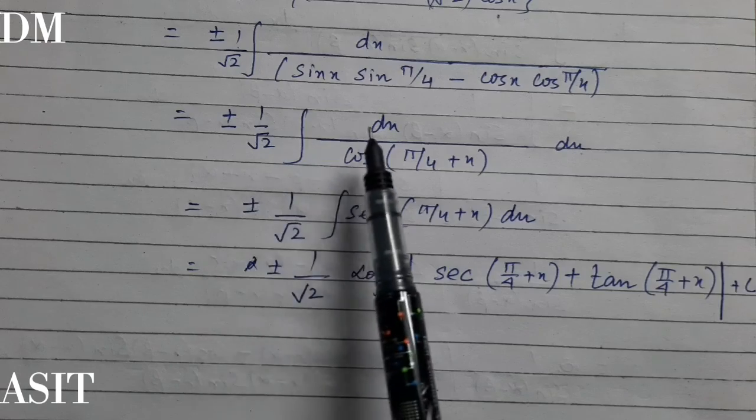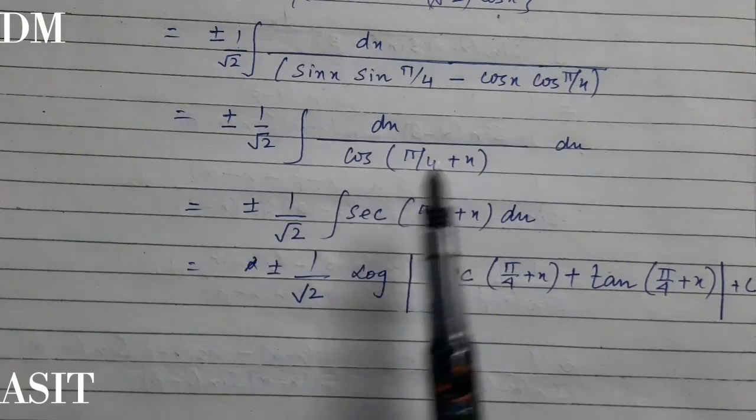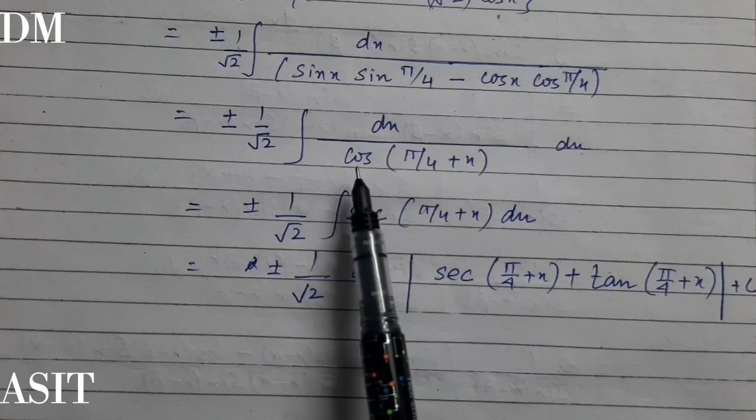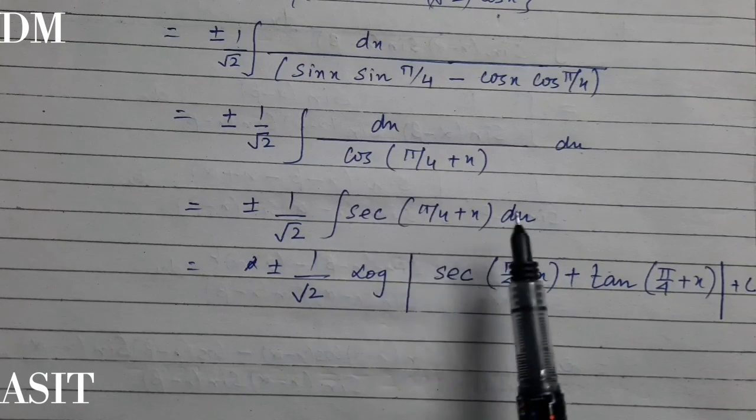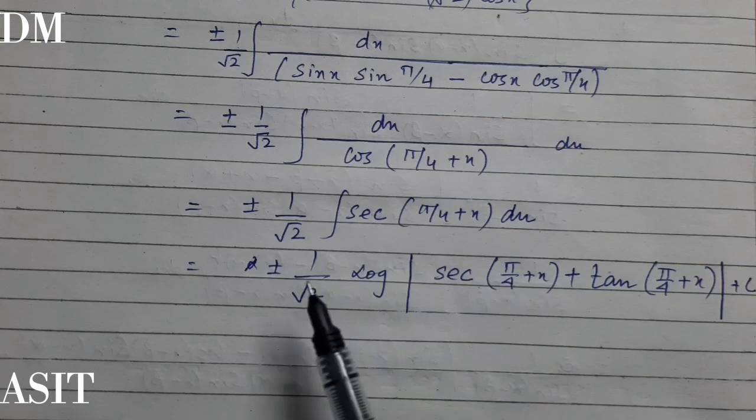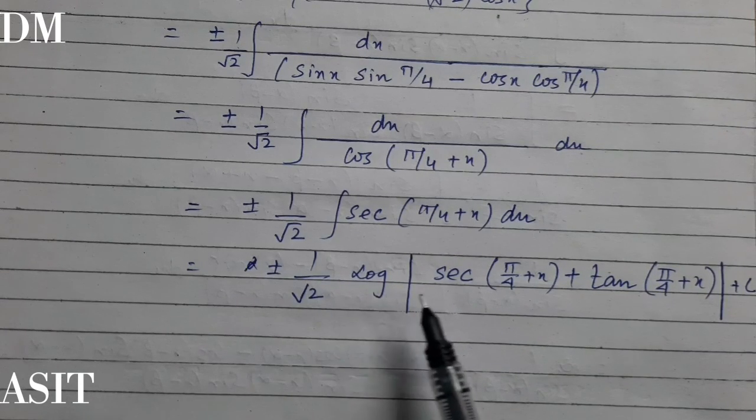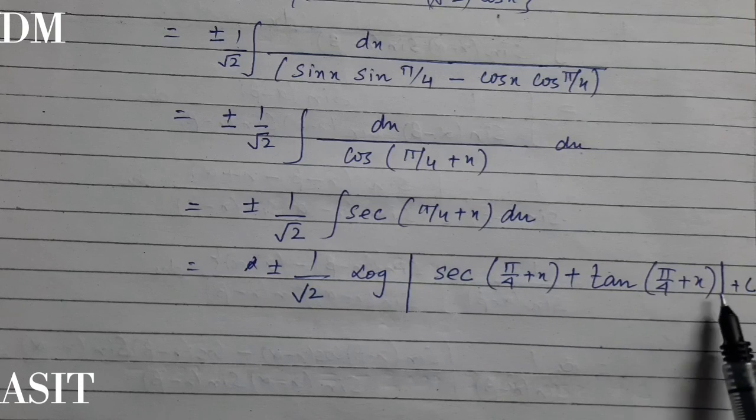So 1 by root 2 integral of dx by, this will become now cos of pi by 4 plus x. Now 1 by cos pi by 4 plus x will become secant pi by 4 plus x dx. Now we can apply the formula. So it will be plus minus 1 by root 2 log mod secant pi by 4 plus x plus tan pi by 4 plus x plus c.